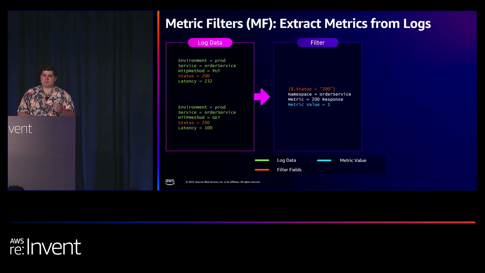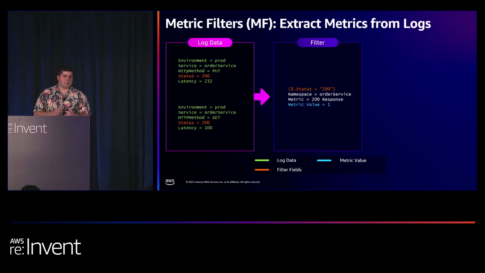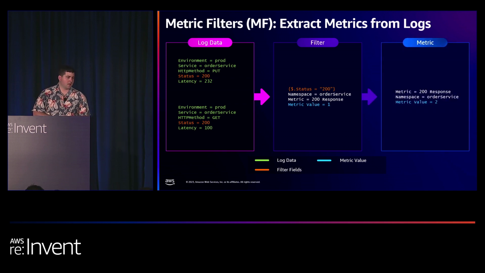So I say status needs to equal 200, and if it does, I'll publish to a metric namespace, and I'll count the metric value as 1, right? So we're just counting how many times we see the 200 responses come in. And the resulting metric, I'll have my metric name be 200 responses, and the metric value is 2, because we had two examples, right? Should be hopefully common knowledge.